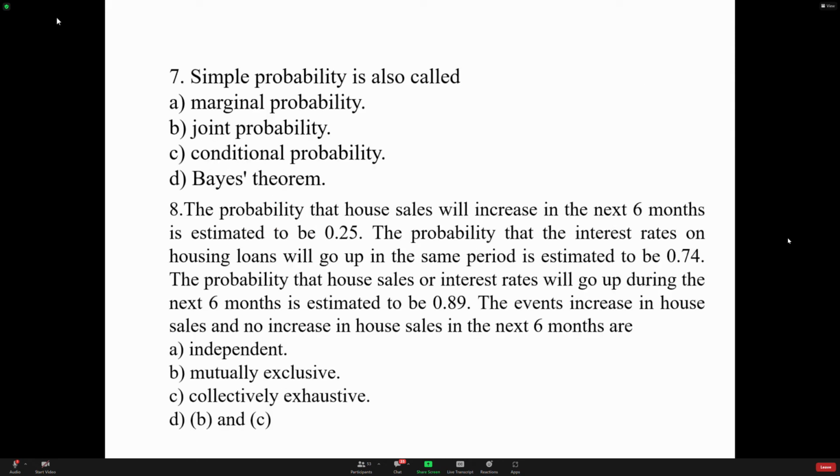Next, let us look at 7. Simple probability is also called as, so simple probability is not conditional probability. Simple probability is known as marginal probability. So the answer for 7 is A.